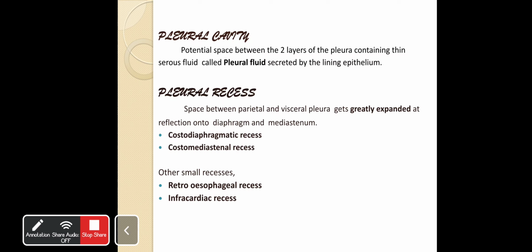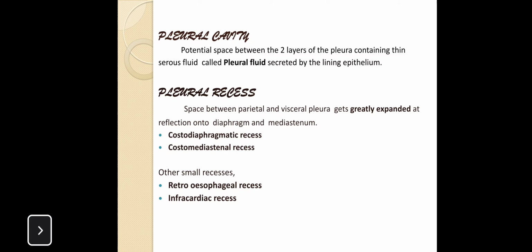Going for the pleural cavity, it is nothing but a potential space between the two layers of the pleura. Okay, and this contains thin serous fluid called the pleural fluid, which will be secreted by the lining epithelium. So if you take any cavity in your body, you take the peritoneal cavity lying between the parietal peritoneum and the visceral peritoneum, or the pericardial cavity, it will be enclosed by these two layers and filled with the fluid, right? The same way, this pleural cavity is also enclosed by the parietal pleura and the visceral pleura, and they contain pleural fluid, and this fluid provides lubrication and prevents the friction of the parietal layer over the visceral layer of the pleura.